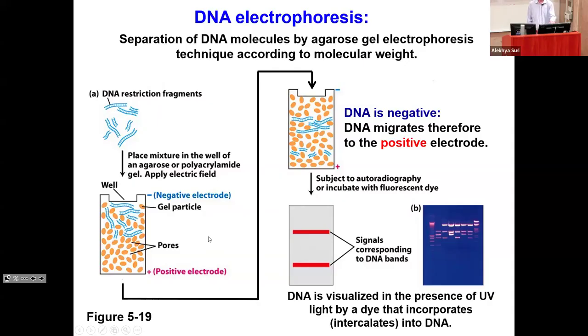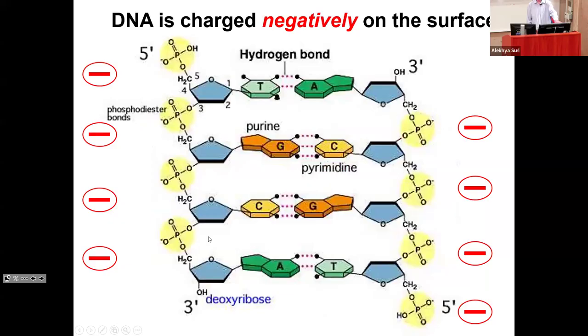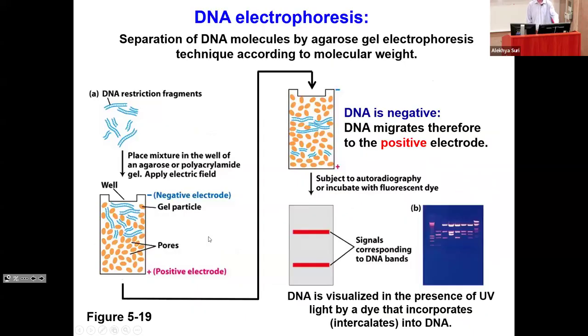The electric field works because DNA is negatively charged and will migrate to the positive electrode. Here, again, you see DNA contains phosphate groups on the surface, which are negatively charged. And so this makes it move to the positive electrode.